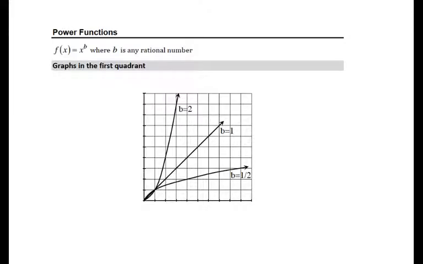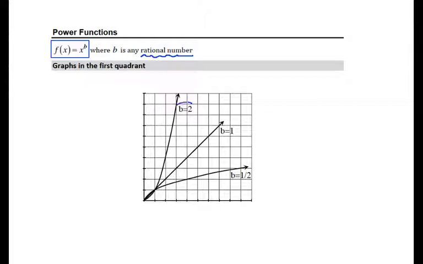A power function is a function of the form f of x equals x to the power b, where b is any rational number. We're going to look at a few power functions just in the first quadrant for now.